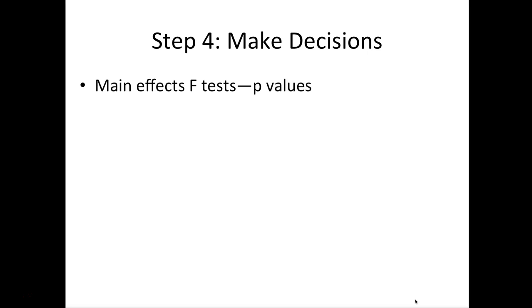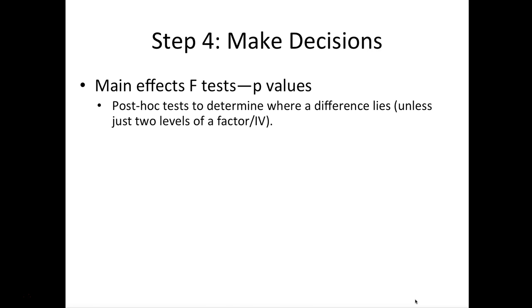And then in step 4, you'll make the decision. You're going to look at your main effects F-tests and look at your p-values. You'll have to conduct post hoc tests to determine where the differences are, unless you have a 2-level independent variable, in which case the difference can only be in that one place, and so you don't need to conduct post hoc tests to figure out where those differences are.